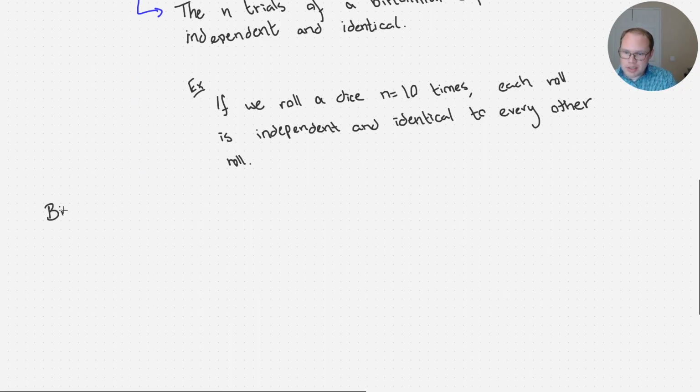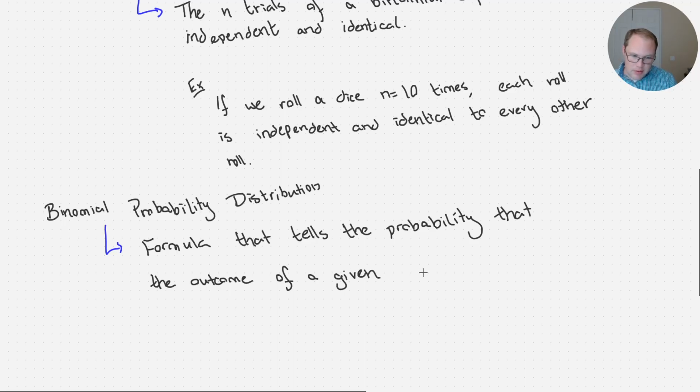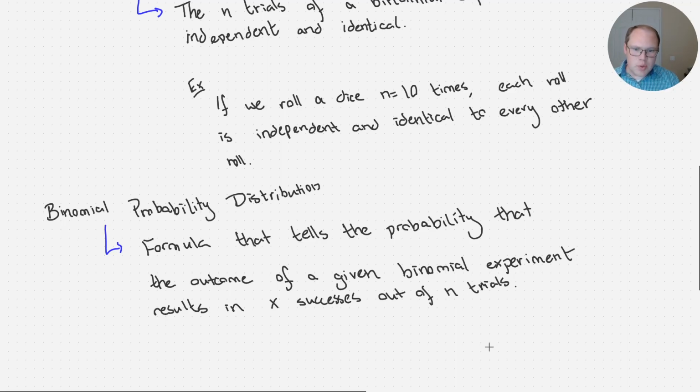So a binomial probability distribution is a formula that tells the probability that the outcome of a given binomial experiment results in X successes out of n trials. That's what a binomial probability distribution is.